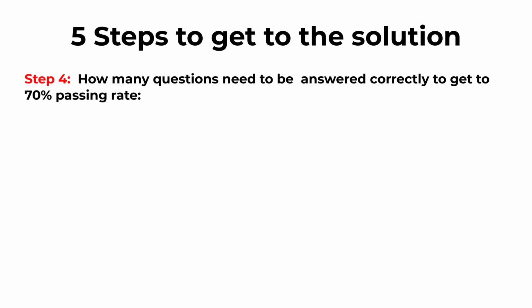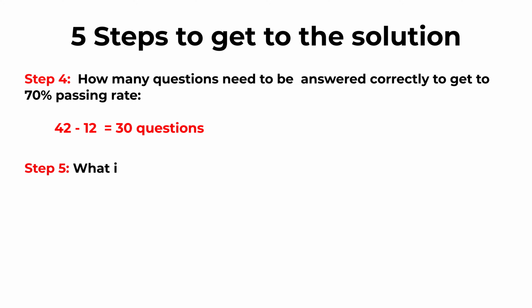To calculate this, we need to subtract 12, which is the number of questions we already answered correctly out of the first 20 questions, from 42, and 42 minus 12 equals 30, which means that out of the remaining 40 questions, 30 questions need to be answered correctly to get to the 70% passing rate.